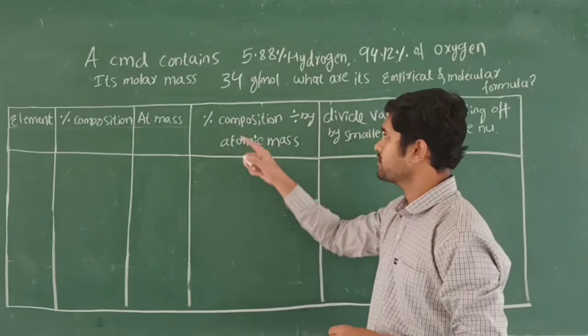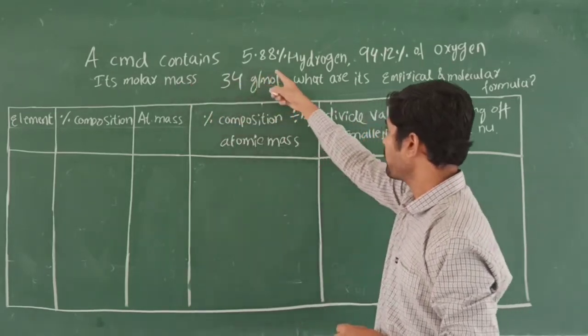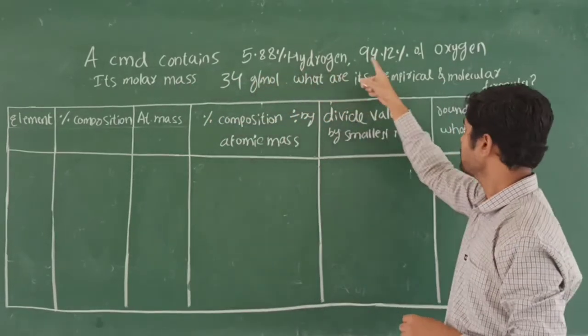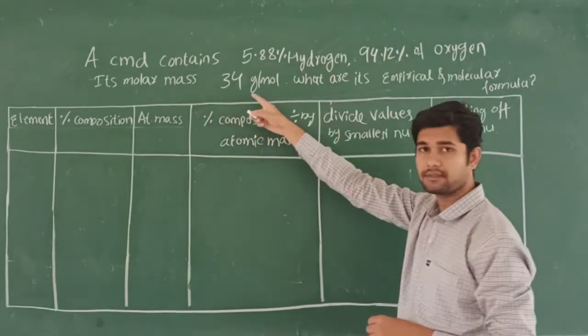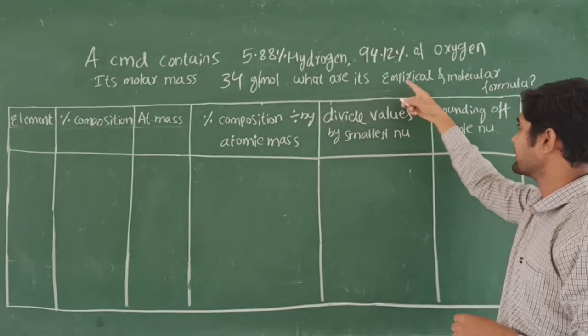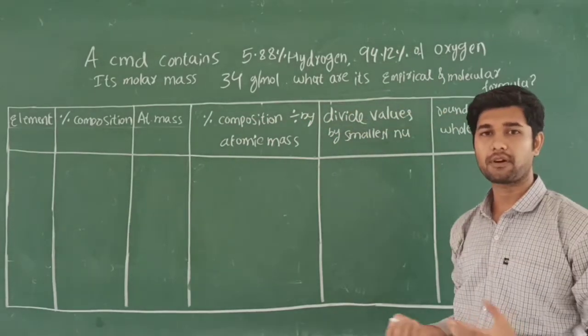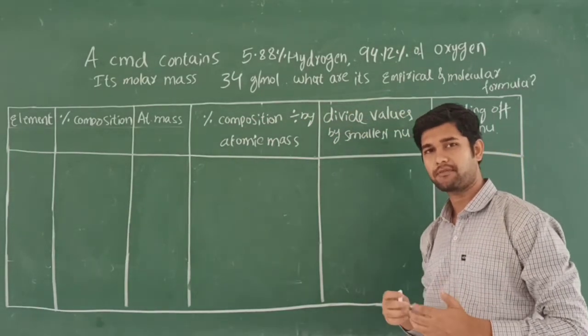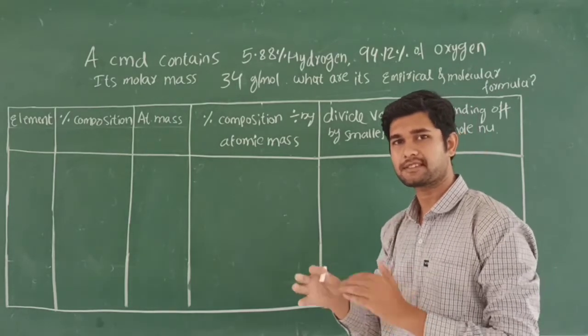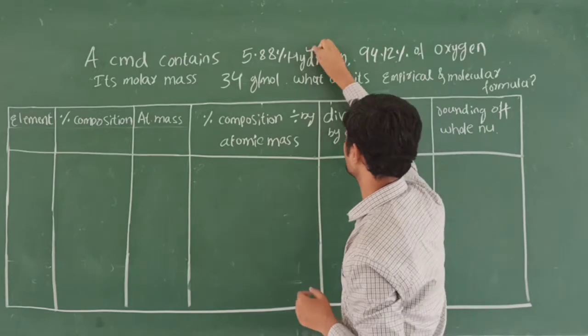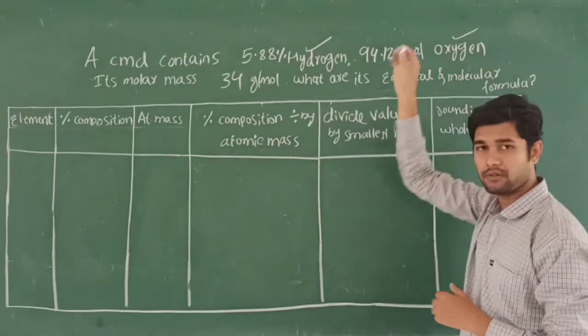problem. A compound contains 5.88% of hydrogen and 94.12% of oxygen, and its molar mass is given as 34 gram per mole. What are its empirical formula and molecular formula? What we are going to do first is, because we came to know how to solve it the easiest way, find hydrogen and oxygen, you are going to mark it here.